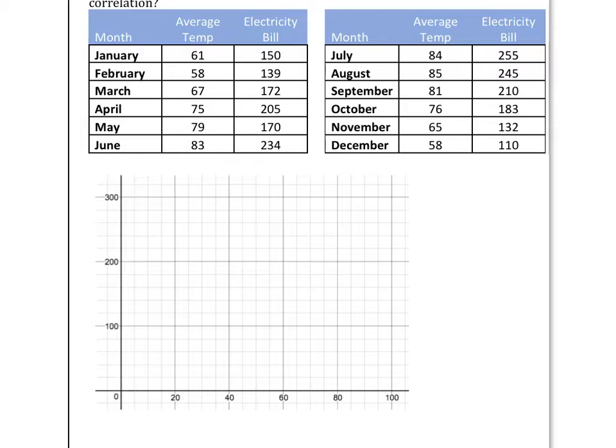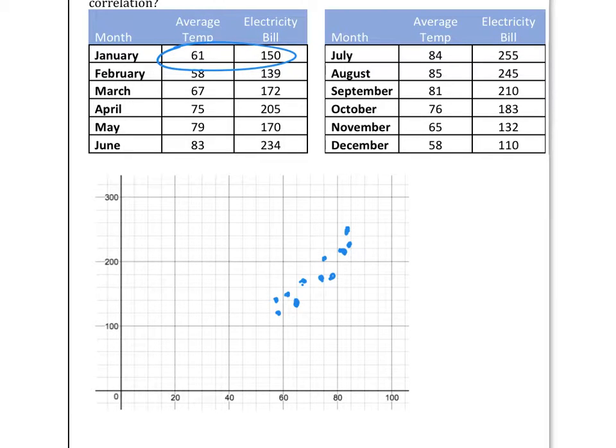Okay, does everyone know what to do? So for example, the first one, 61, 150. So you go to around 61 on the temperature, which is the x coordinate, and then electricity bill is the y coordinate. So 61, 150 is probably around here. So it doesn't have to be perfect. It doesn't have to be exactly 61. We're just kind of trying to see if we can find a correlation or a trend. Okay, so quickly graph those 12 months on there.